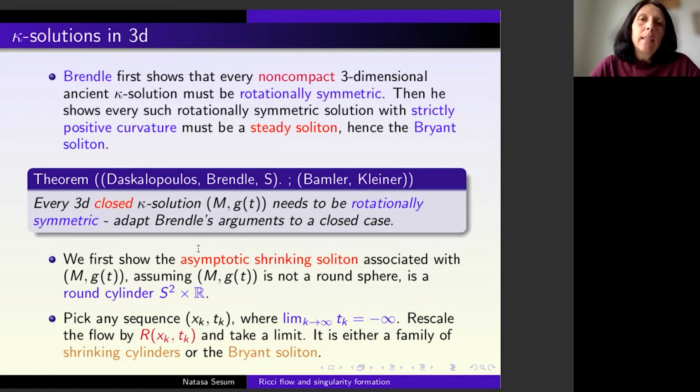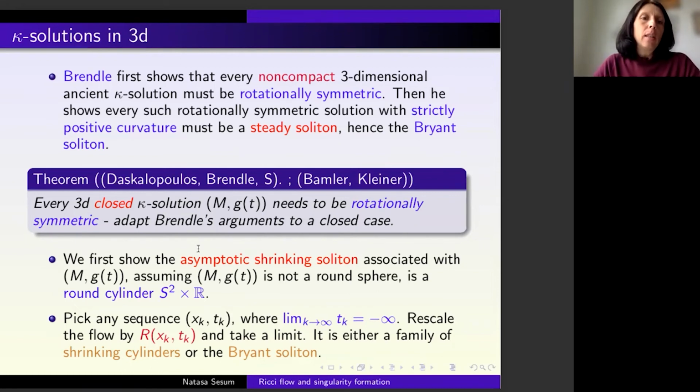Before I state that, I will just say how Brendle actually proves his theorem, right? He proves it the following way. He considers this 3-dimensional ancient kappa solution, and first he shows that it has to be rotationally symmetric. And then once he proves that it has to be rotationally symmetric, he shows that it has to be a steady soliton, and hence it is the Bryant soliton. Okay, so that's how he proves it. So the first step in the proof is to prove that such a solution has to have rotational symmetry.